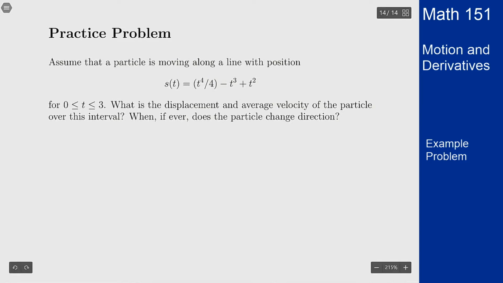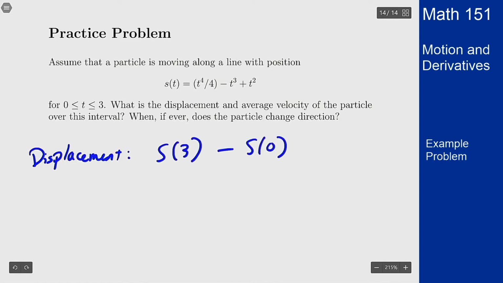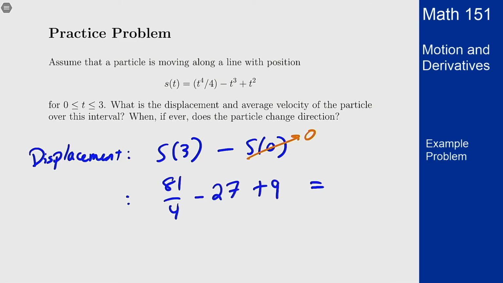So the displacement here should just be s at the end point, so s at 3, minus the starting point, s at 0. Well, s of 0 here is 0, because I plug in 0 to every term, it just all goes away. This is 0. And then s of 3 should be 3 to the fourth, which is 81 over 4, minus 3 cubed, which is 27, plus 9, which is 81 over 4 minus 18.